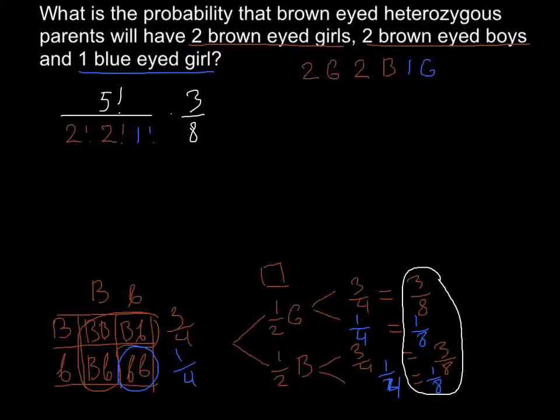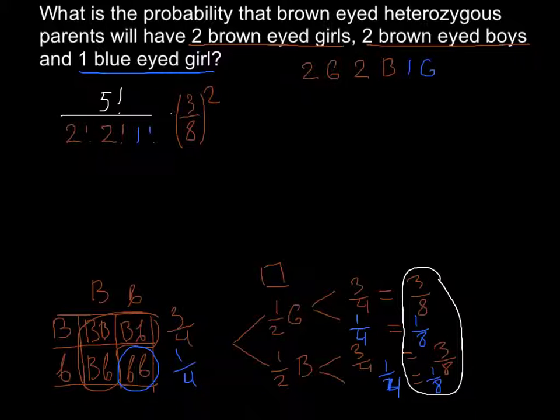So this is going to be 3/8, and this is the probability for one girl. So for 2 girls, this would be 3/8 multiplied by 3/8, or we can also square it, because 3/8 multiplied by 3/8 would be the same as 3/8 squared. And now let's think what are the chances for the 2 boys to have brown eyes, and once again the chances would be the same.